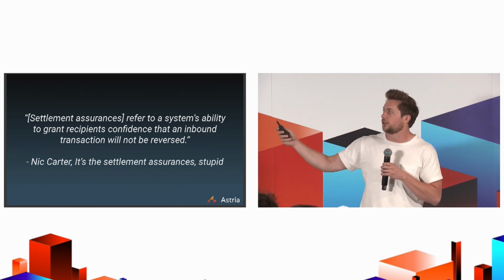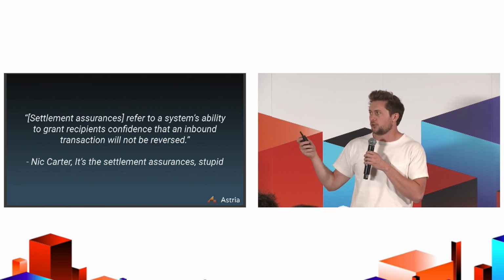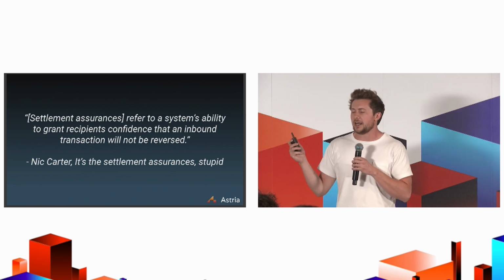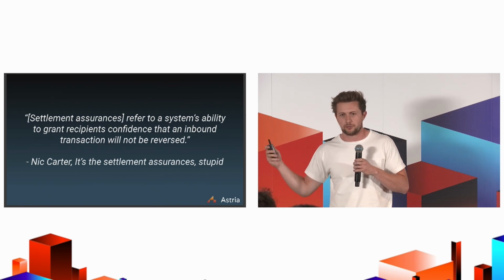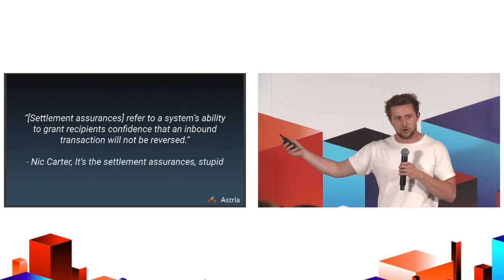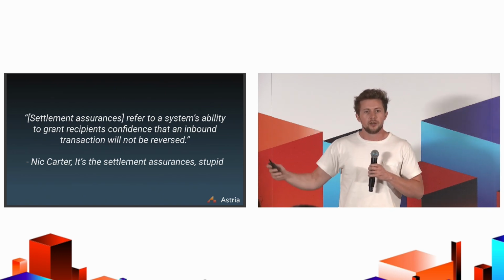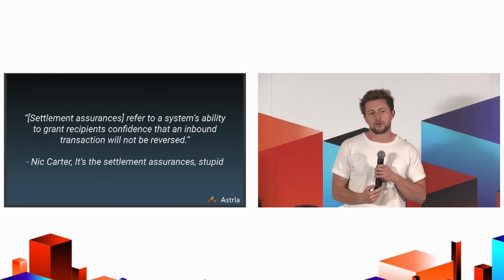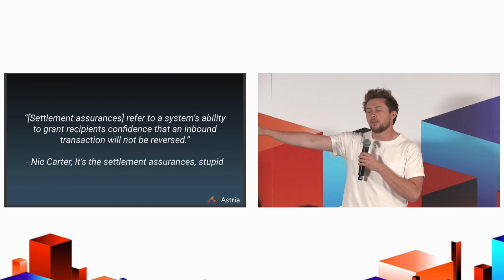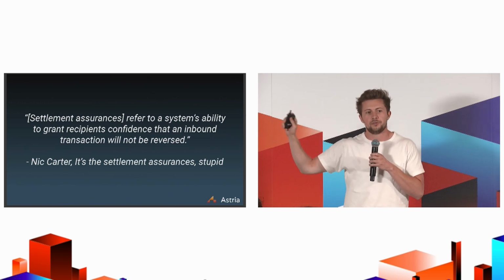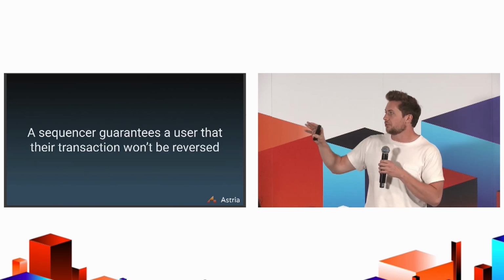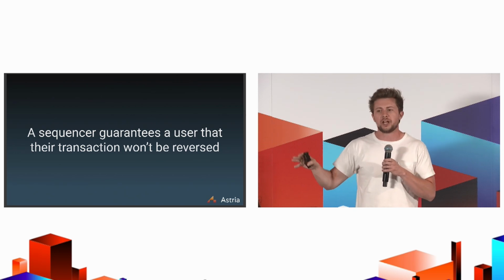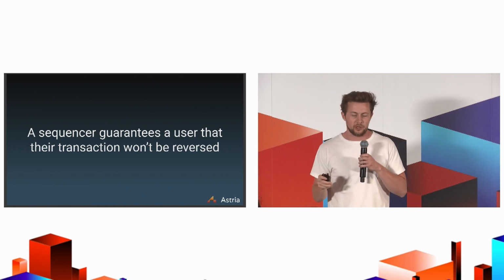Settlement assurances refers to a system's ability to grant recipients confidence that an inbound transaction will not be reversed. This is usually used, in the case of the specific article, for Bitcoin. This is the 6 confirmation depth thing. It's probabilistic finality. When do you know a transaction will not be reverted? We'll say settlement is this act of not being reverted. So we'll say a sequencer guarantees a user that their transaction will not be reverted.